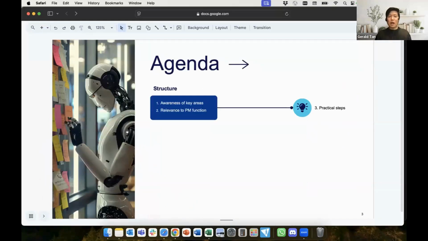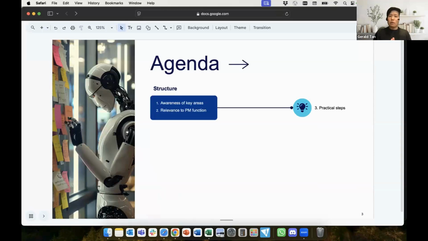For every topic, I will talk and give you an awareness of the key areas, and then I'll bring it back to the relevance of the PM function. Now, why awareness only is because we only have an hour, and I know not all of you are experts in AI. In fact, what is an expert in AI, right? So what is important is to surface to you some of the more important concepts so that you can take away and do your own research. At least you know it in the back of your head what it is.